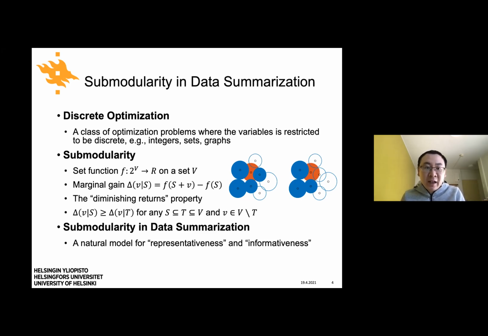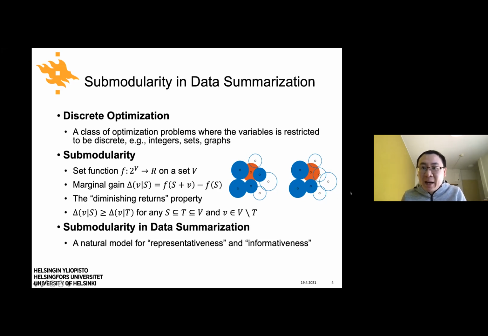The notion of submodularity is based on the concept of marginal gain, which is the marginal utility increase in the function value of adding an element V into a set S. So submodularity captures the diminishing returns property of the marginal gain. If we add an element V into a bigger set, it will cause a smaller increase in the marginal gain than adding it to a smaller set.